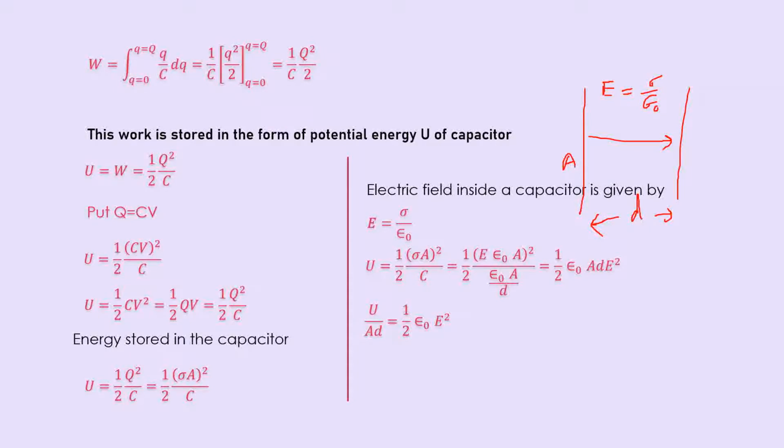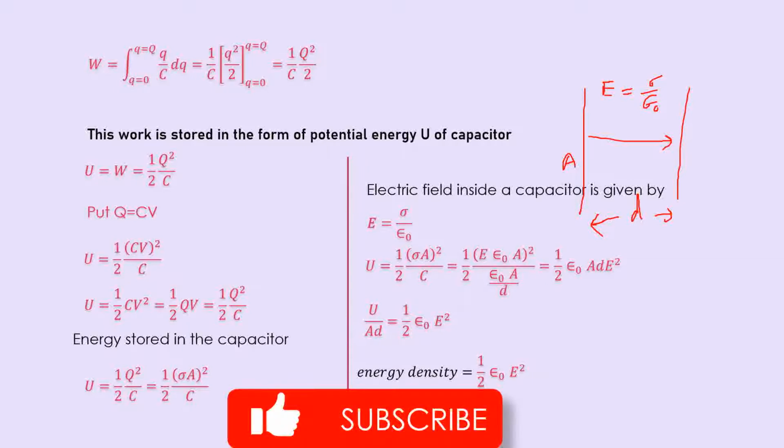So when we put the value of sigma equal to E into epsilon naught, and the capacitance of a parallel plate capacitor is epsilon naught A by d, we will get 1 by 2 epsilon naught A d into E square, and A d is the volume. So when we divide U by volume, that is U upon A d, it becomes energy density. So energy density is 1 by 2 epsilon naught E square. So the energy is stored in the capacitor in the form of electric field.